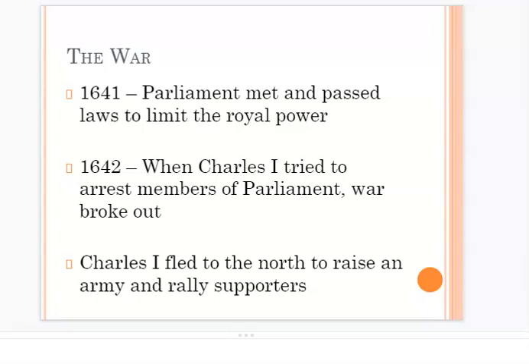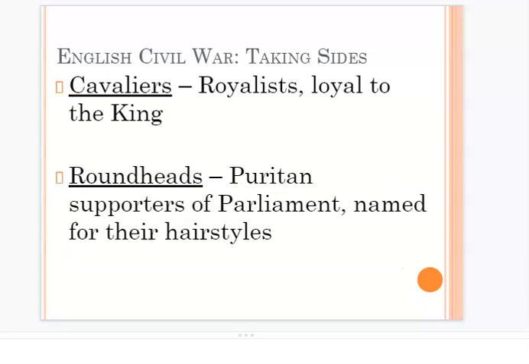At this point, Parliament says, you're violating our rules. In fact, the leaders weren't there. They begin to raise an army, and Charles will flee north. You will have two sides in the Civil War. You will have the Cavaliers. When you hear Virginia Cavaliers, this is where they're coming from. They are royalists. They're loyal to the king. You have the Roundheads. They are Puritan, and they are supporters of Parliament.